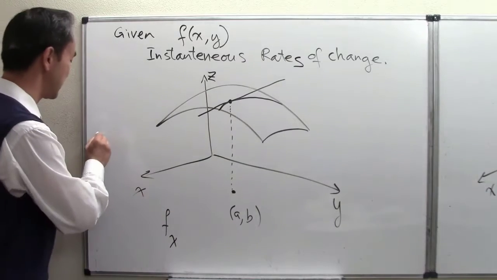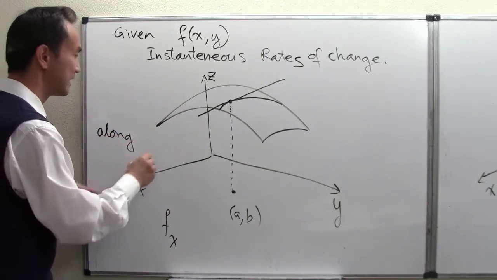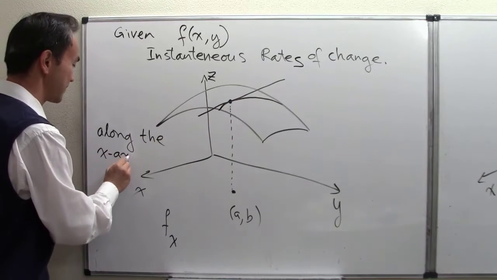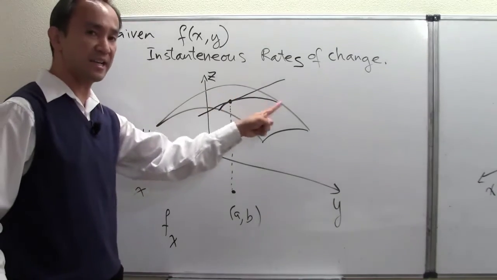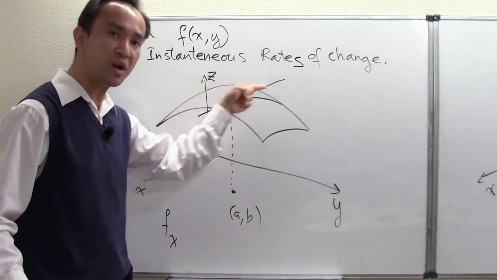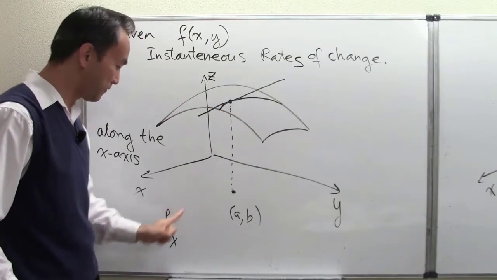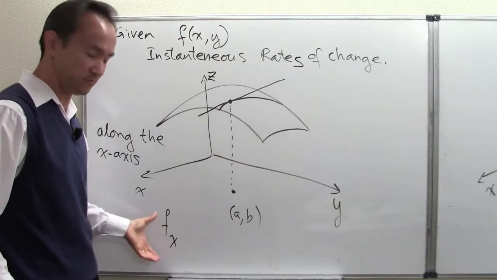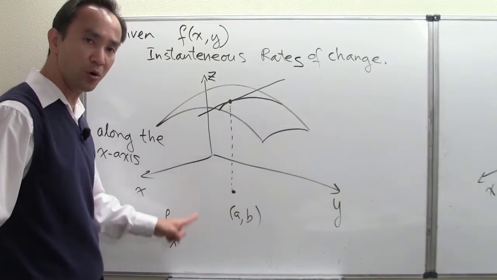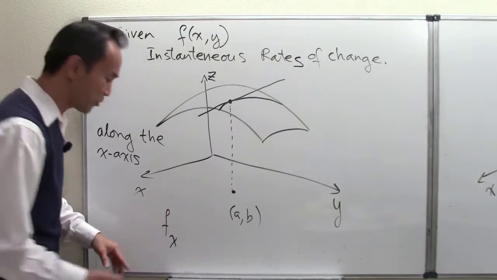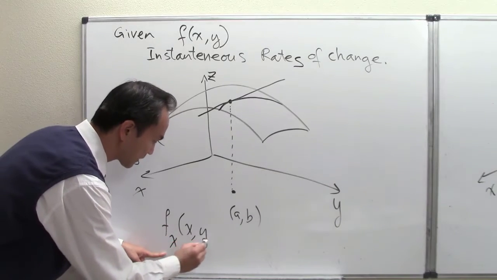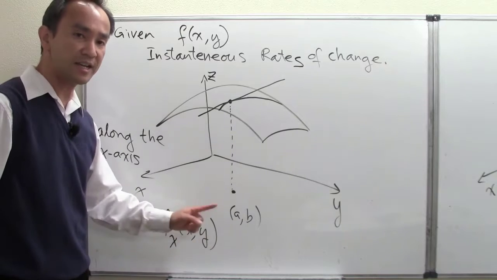So here in this case specifically, let me make a note. We're looking at that tracing curve along the x-axis. Right at that point we have a tangent line with slope f sub x. As I'm writing it here, I also show everyone the formal notation. Formally speaking, it's f subscript x of (x, y).